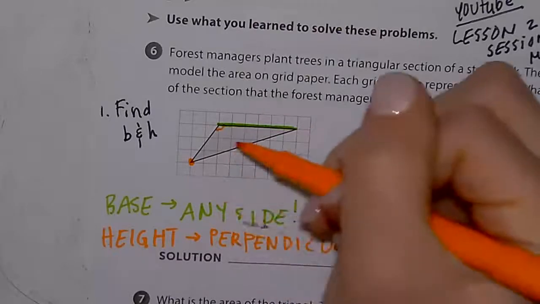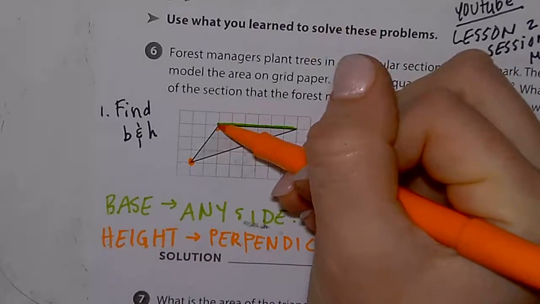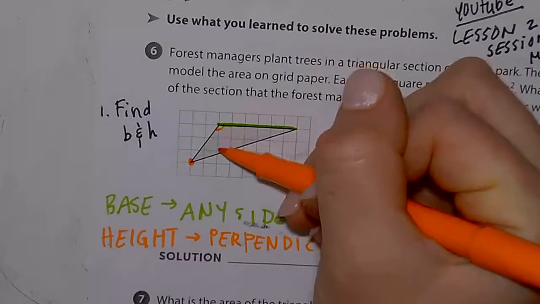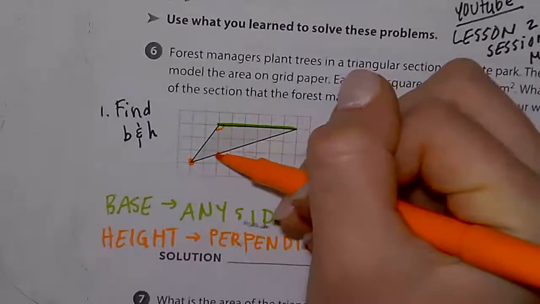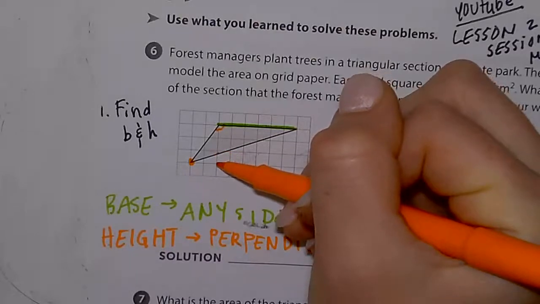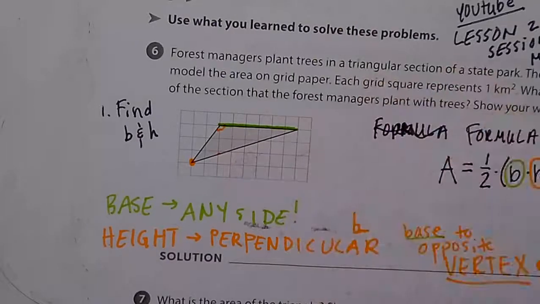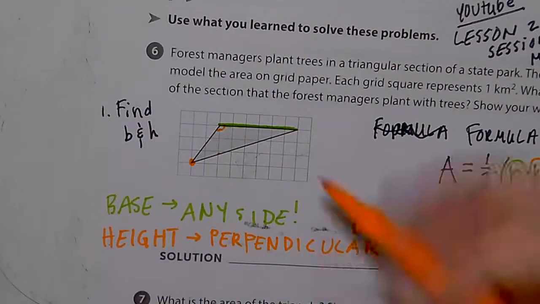So what do I have to do? If I draw a perpendicular line from the base and go straight down, I don't hit that opposite vertex. I stop in the middle, and my triangle is taller than that, right? It goes all the way down to here. So there's two ways, actually several ways you can draw this. I'm going to show you two of them.